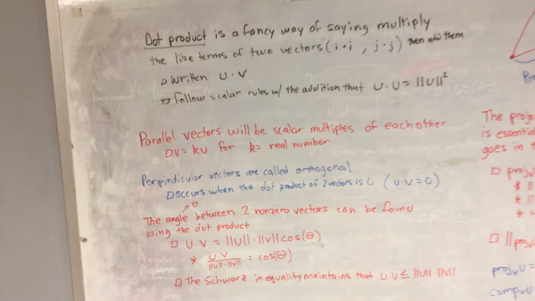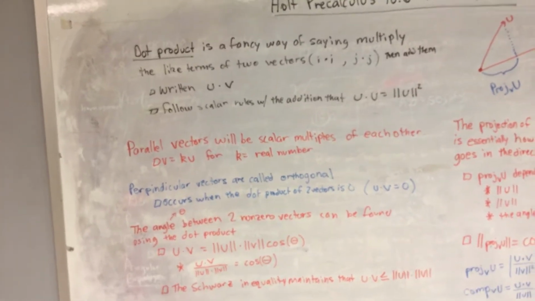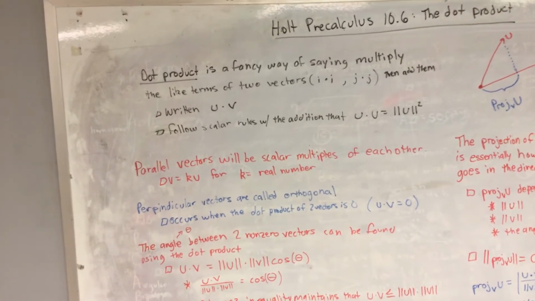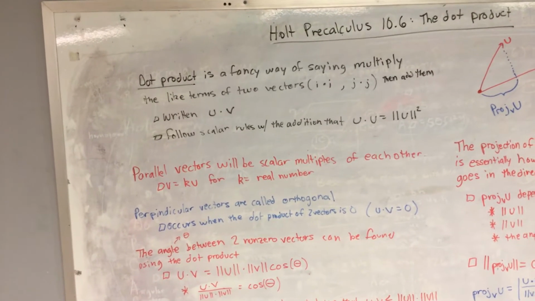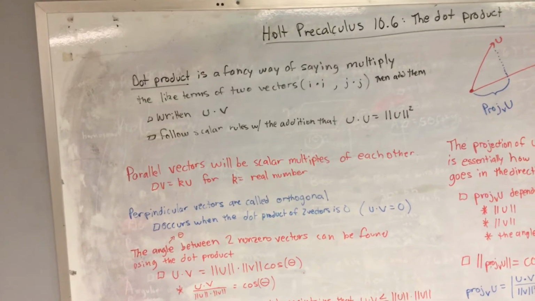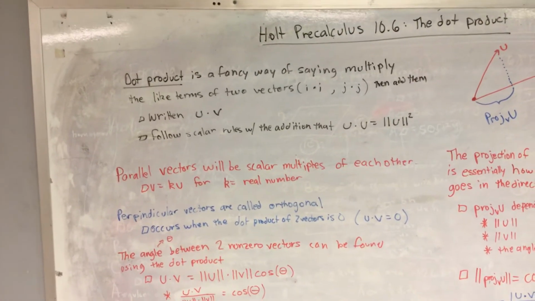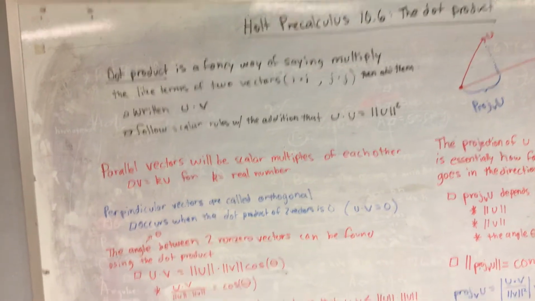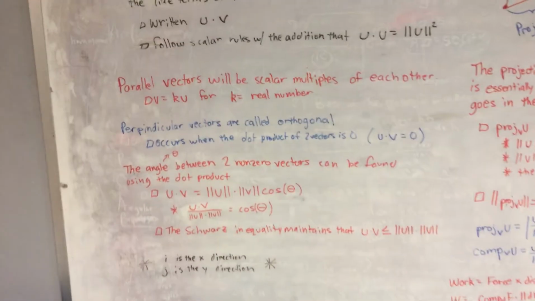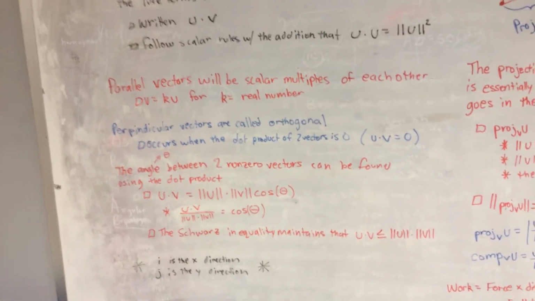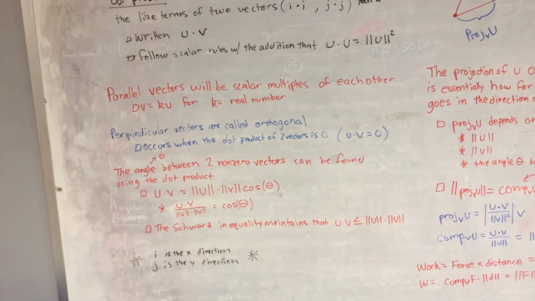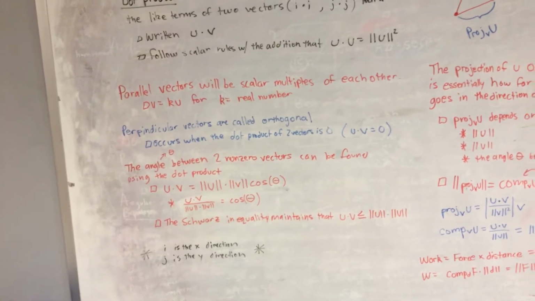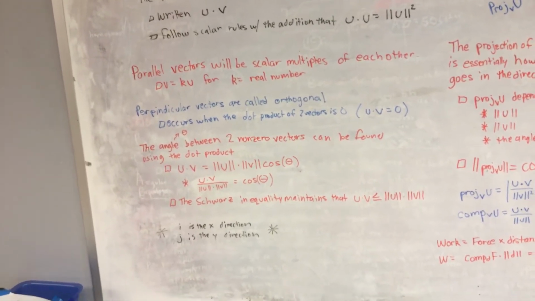Okay? When we're talking about vectors, parallel vectors have the same slope. They will be scalar multiples of each other. So for example, v is equal to ku when k is a real number. Basically, if you take both components and divide them, you should get the same answer for the i and j components. All right? Perpendicular vectors, we use the fancy word orthogonal. So orthogonal vectors are perpendicular. This occurs when the dot product of two vectors is 0.